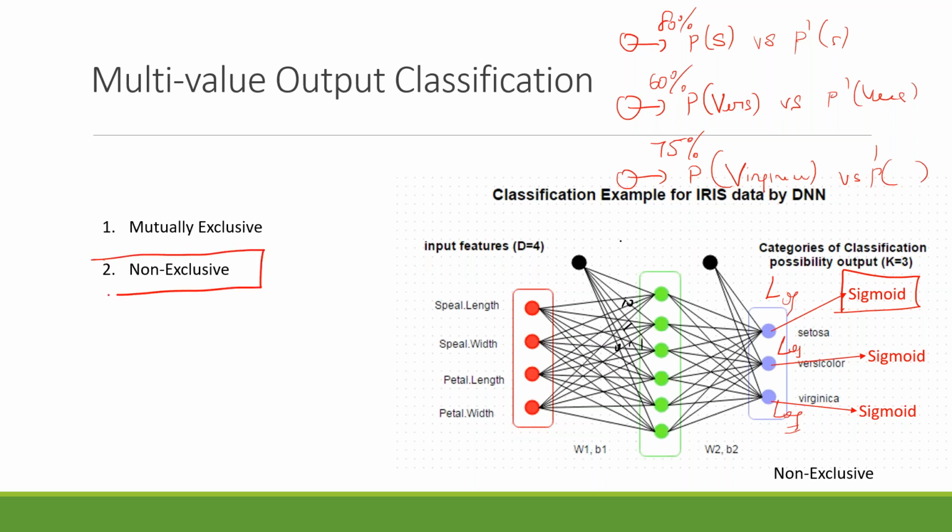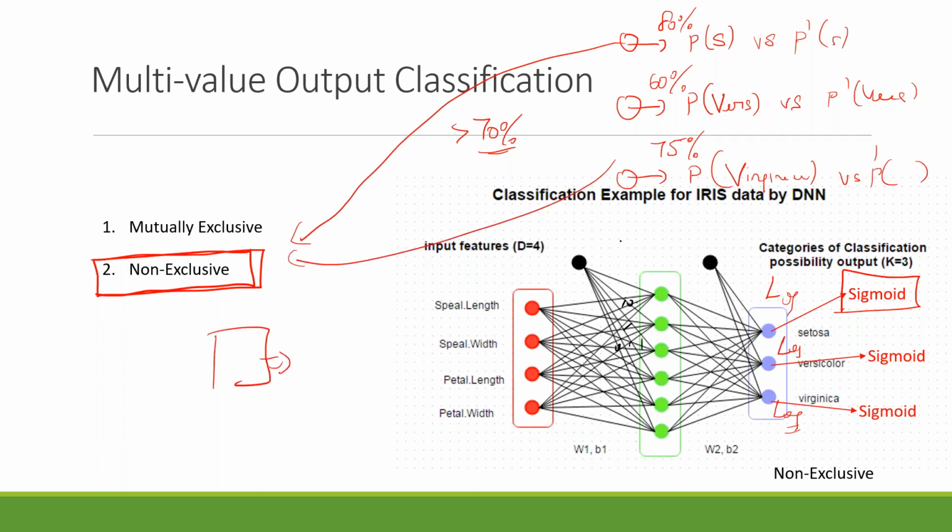What do you want? You want the non-exclusive case. So you will keep a benchmark. Any class which is above 70, go back and fetch it. Some threshold you'll keep. So who's above 70? Setosa is here. Virginica is here. So you'll say this photograph has setosa as well as virginica. That's it. So it's like three individual logistic regression models, guys.